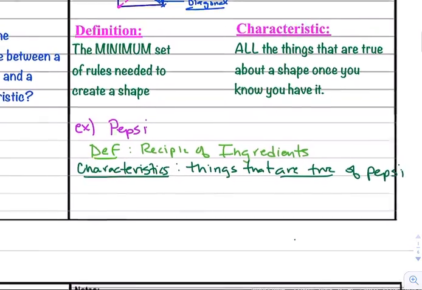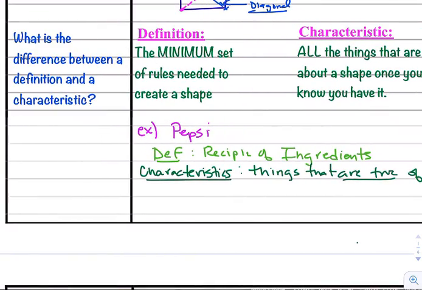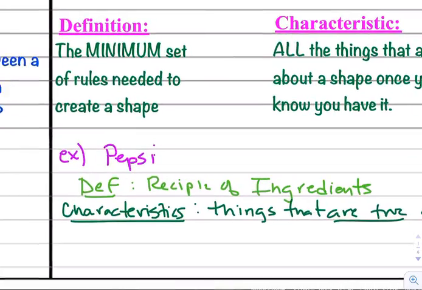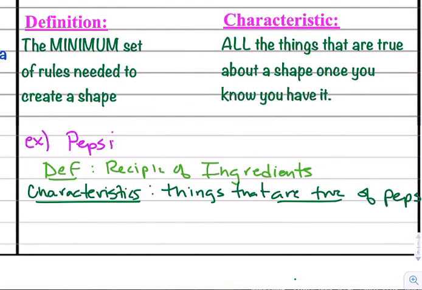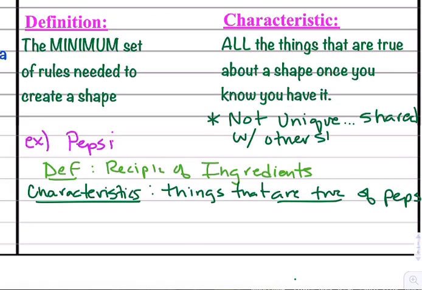And so you look at the difference between definition and characteristic. A definition speaks to what you actually need to create a shape. A characteristic talks about what is true about the shape once you have it. And you should also make a note here that these are not unique. Okay, so what's true here about a characteristic, you can definitely say is shared amongst other shapes. Okay, in the same way, there's lots of things about Pepsi that are true of other soft drinks or sodas. Those are characteristics.